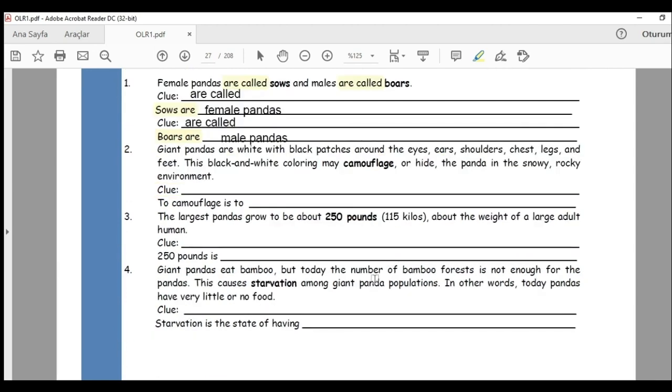Let's take a look at the next question. Giant pandas are white and black. Giant pandas are white with black patches around their eyes, ears, shoulders, chest, legs, and so on. This black and white coloring may camouflage or hide the panda in the snowy, rocky environment. Now take a look here. Camouflage is explained with an or between two commas. So our clue is or, and camouflage means to hide. Let's write that.